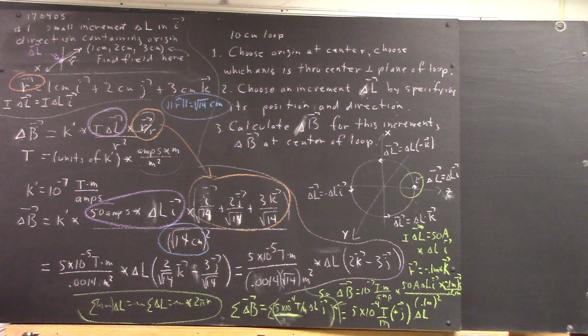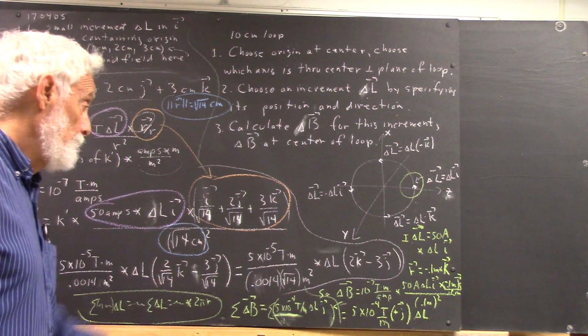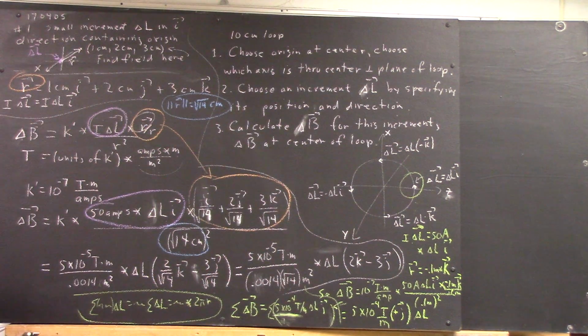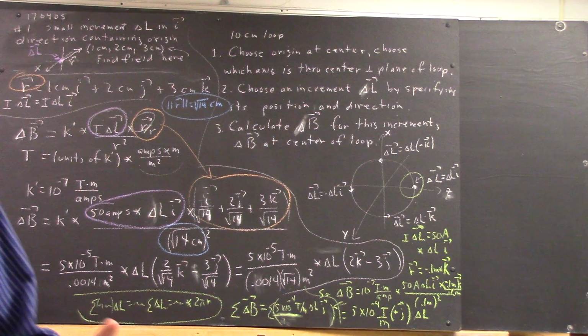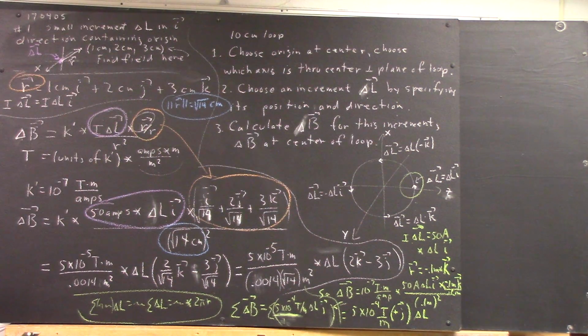Okay, so that's the contribution to the magnetic field from this single increment, an illustration of how we use this rule and also how we think about it. We do want to think about where these vectors are and what it means to take the cross product, right-hand rule, and make sure that our vectors end up in all the right directions.